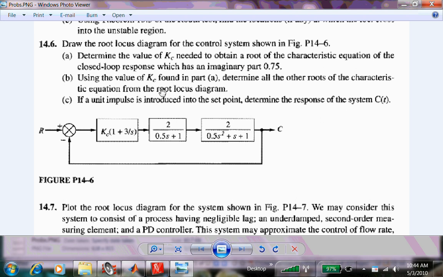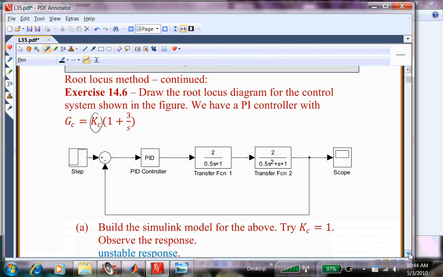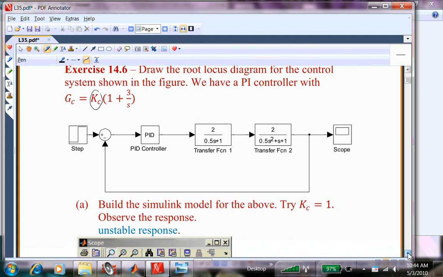Okay, and then it says, using the value of Kc found in part A, determine all the other roots of the characteristic equation. So we need to answer the question, first, how many roots are there, and then how do I go about it. And then for a unit impulse, find out the actual response. So I took this problem, the same block diagram, but kind of rephrased these questions. Okay, so if you go back to the notes, you find the same diagram, a PI controller with two transfer functions in series with a feedback loop. Okay, there is nothing in the measurement lag.